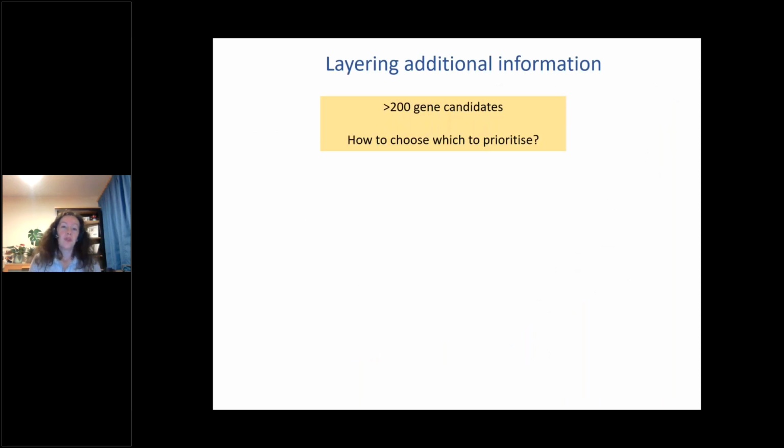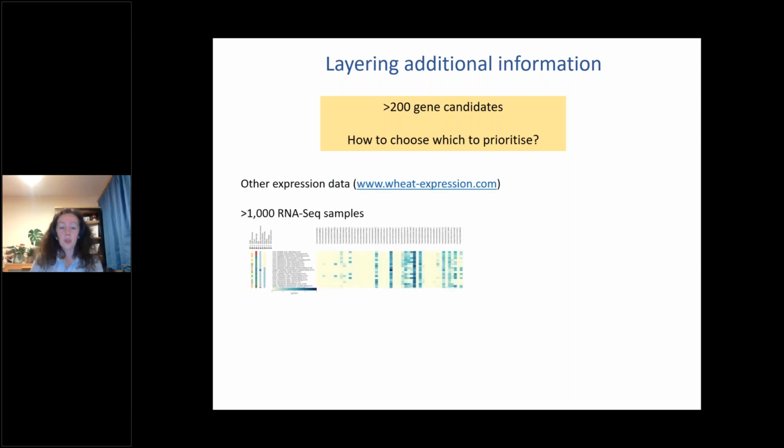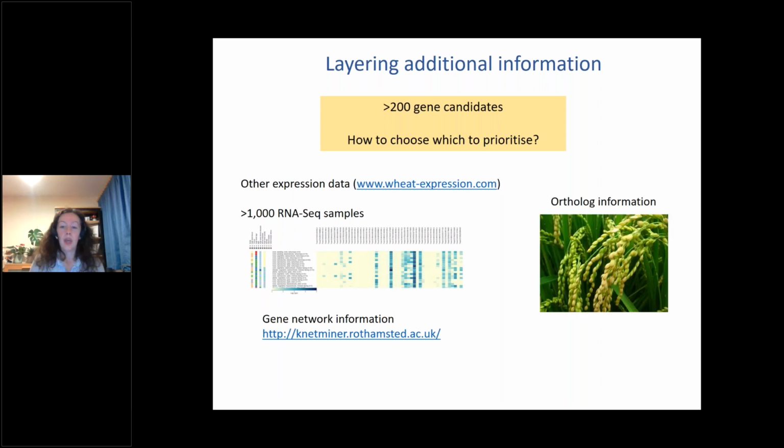But this network overall offers us a lot of information, but there are over 200 gene candidates. So how can we choose which to prioritize? We could go just based on the network structure, but there is plenty of other information that could be useful to this decision process. One resource we've been using a lot is the wheat expression atlas that we set up that includes over 1,000 RNA-seq samples. We've also used gene network information from NetMiner and ortholog information from Rice.